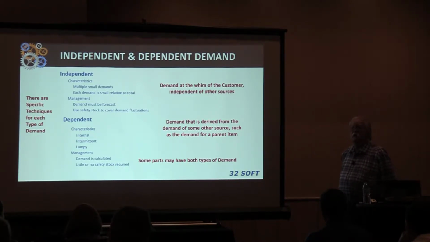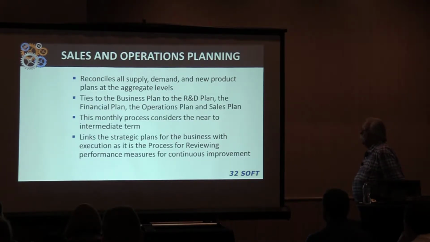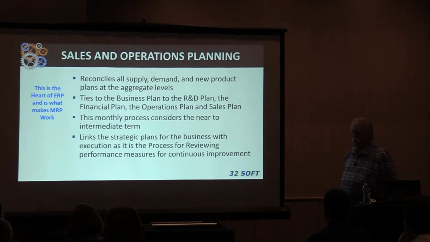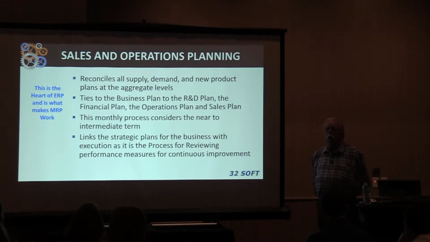It is subject to the whim of the customer, and so it needs to be forecast. So some items have both independent and dependent demand. There's this thing called sales and operations planning. Sales and operations planning is basically the heart of ERP. This is what is making ERP work for your organization.